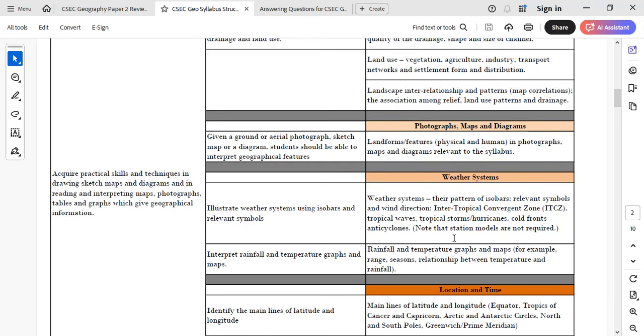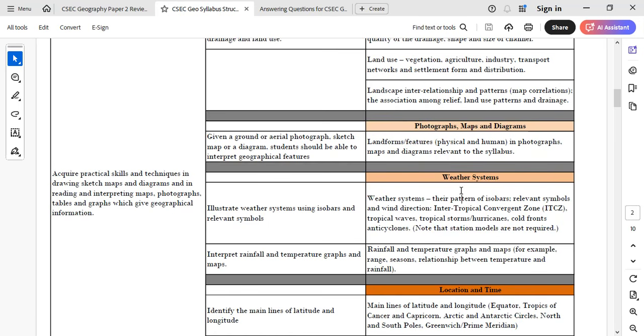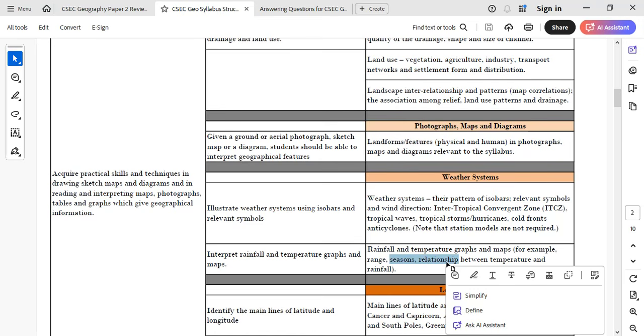Weather systems, weather maps can come in question 2, and you need to know your weather symbols. Even though they tell you don't need to know the weather station models, still know how to interpret them. Do you know your symbols for the cold fronts and tropical waves and the hurricanes? Also, climographs, be able to interpret them. Probably even draw one if they give the data, right?